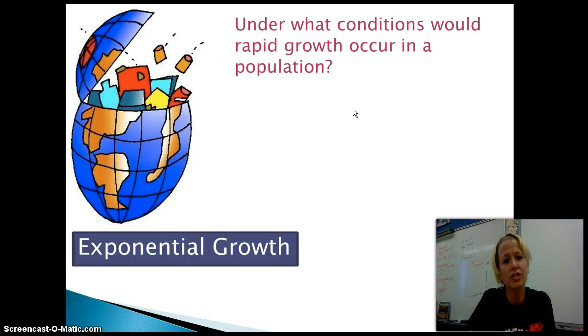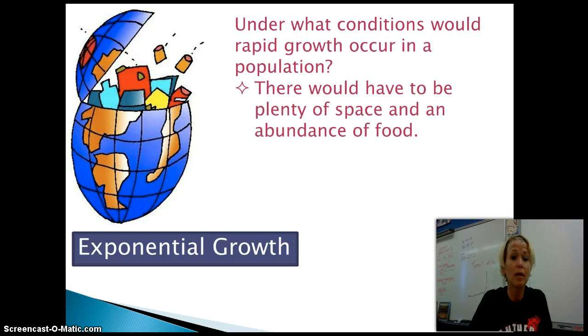So under what conditions would rapid growth occur in a population? So we want to know, why is this rapid growth happening? It might be that there would have to be plenty of space and an abundance of food. Now, if we look at the human population, we have been growing exponentially for a really long time. And we're going to go into more of that again later. We kind of keep coming back around to that. But we have space still. I mean, there are some countries, you go to Japan and China, there's not near as much space.